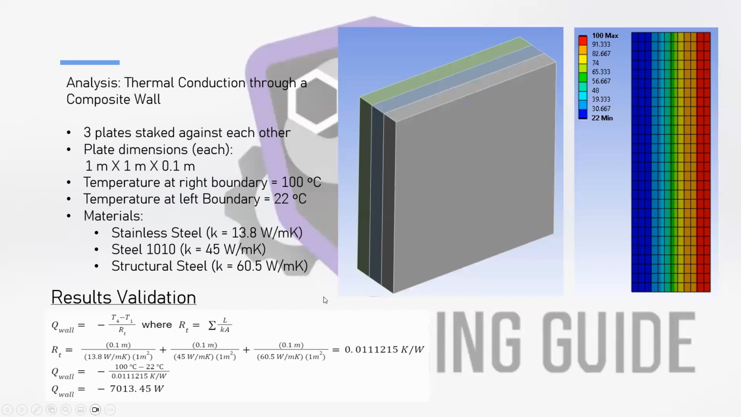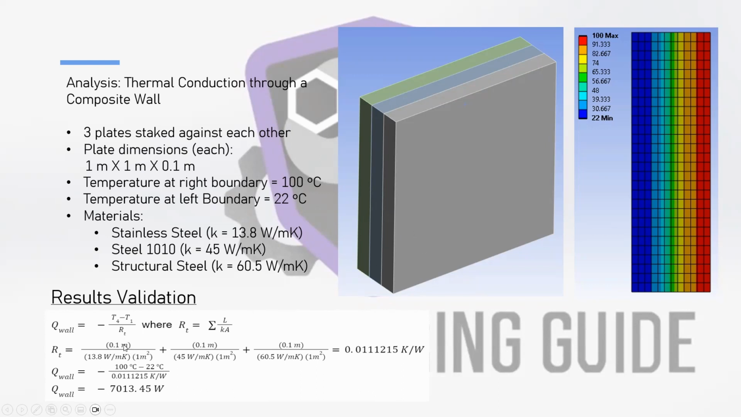So upon doing this simulation in Ansys, we should see results similar to the image on the right-hand side here, where we have a temperature gradient across the 3 plates respecting the boundary conditions on the left-hand side with a temperature of 22 degrees Celsius and respecting the temperature at the right-hand side here of 100 degrees Celsius. Furthermore, for result validation, we can go ahead and use Fourier's law to calculate the total heat flux that we are expecting to get through the wall.